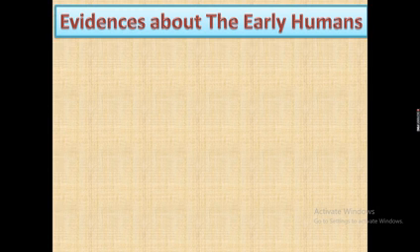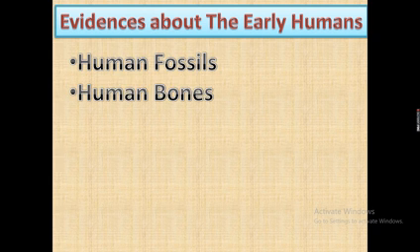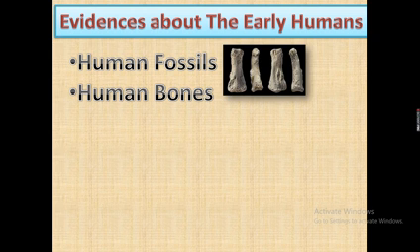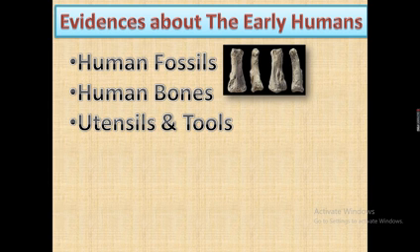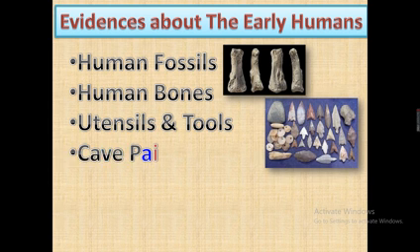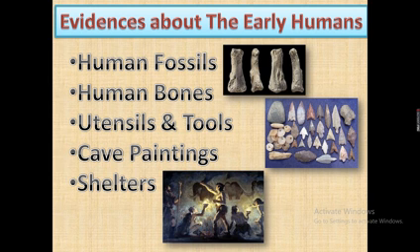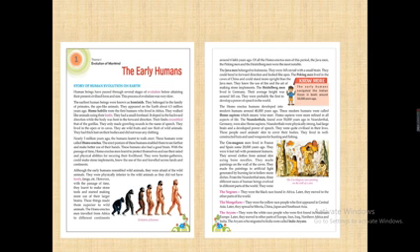Okay, you might have a doubt: how do we know about all these things? The people who lived 4.5 million years ago, how do we know? Let us go through it. Evidence about human beings. We know through human fossils and human bones, meaning the remains of humans, like teeth, bones, skull, all those things, and utensils and tools they have used. And the cave paintings, you remember Cro-Magnon? Yes, these are the things that show us how human development happened.